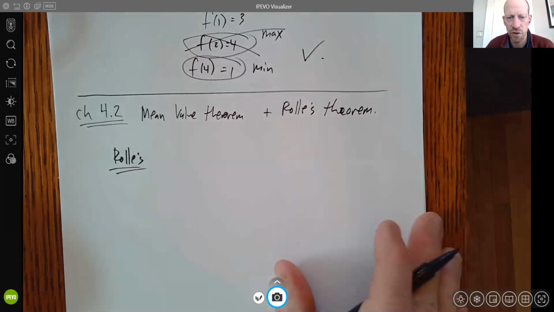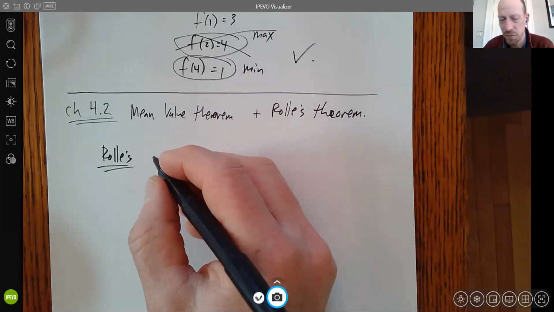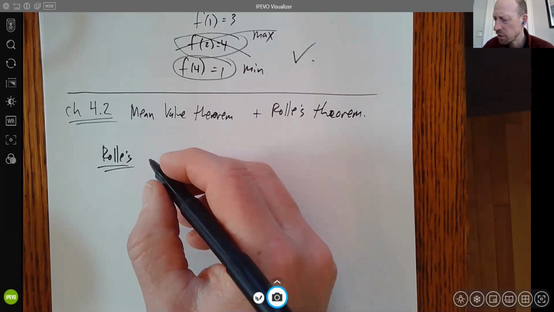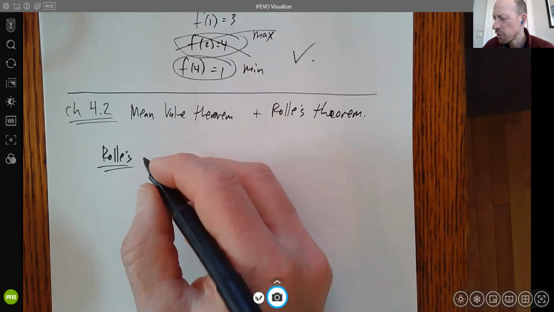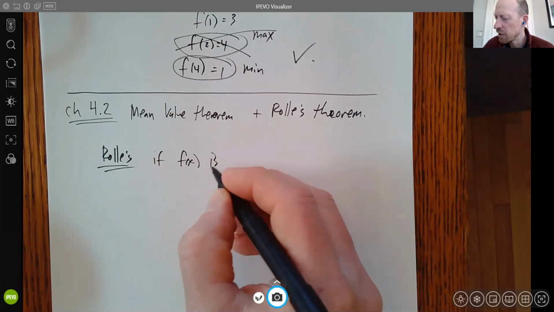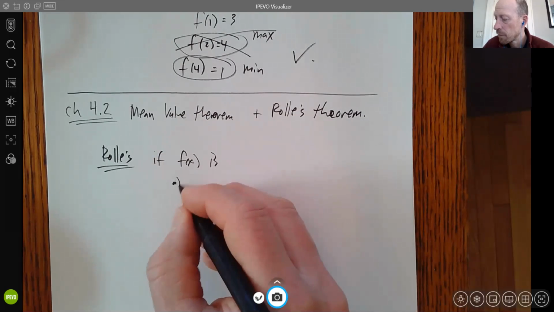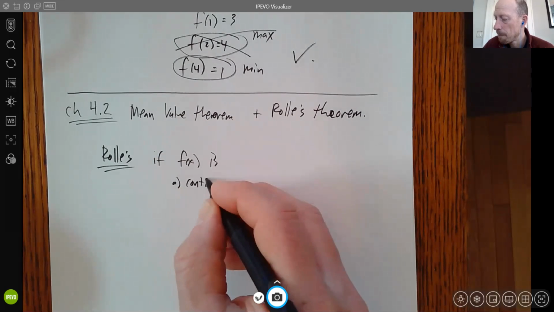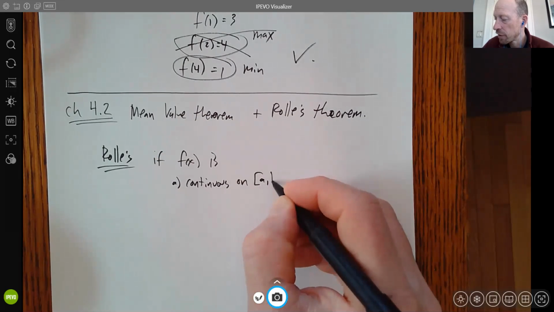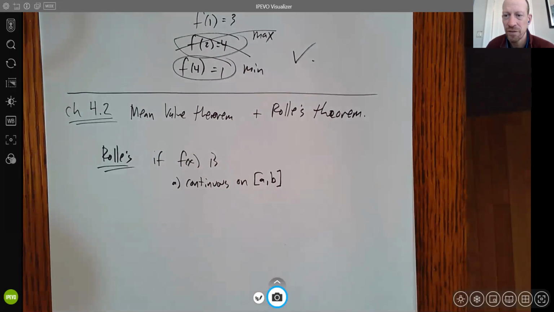We'll start with Rolle's theorem, and it has some conditions. Like any theorem, you've got to meet the conditions if you want to get the conclusion. Rolle's theorem says if f of x is continuous on the interval a to b. So that's number one. You've got to meet these couple of conditions.